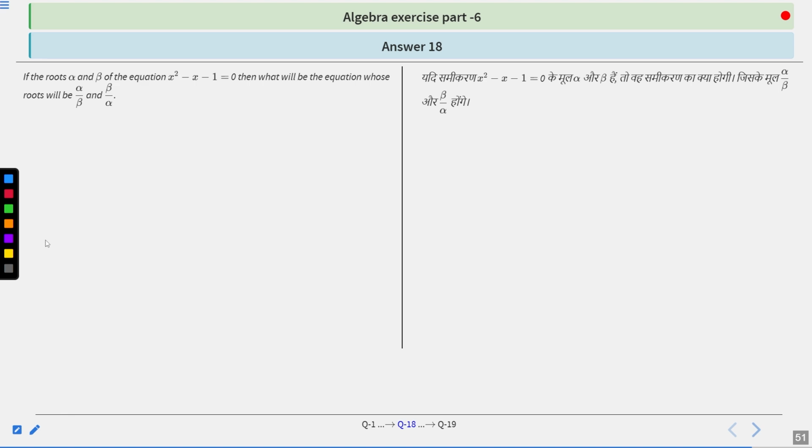Now, we were given that alpha and beta are the roots of the equation x square minus x minus 1 equal to 0. Then we have to find the equation whose roots are alpha upon beta and beta upon alpha. The answer to this question is option number D, x square plus 3x plus 1 equal to 0.